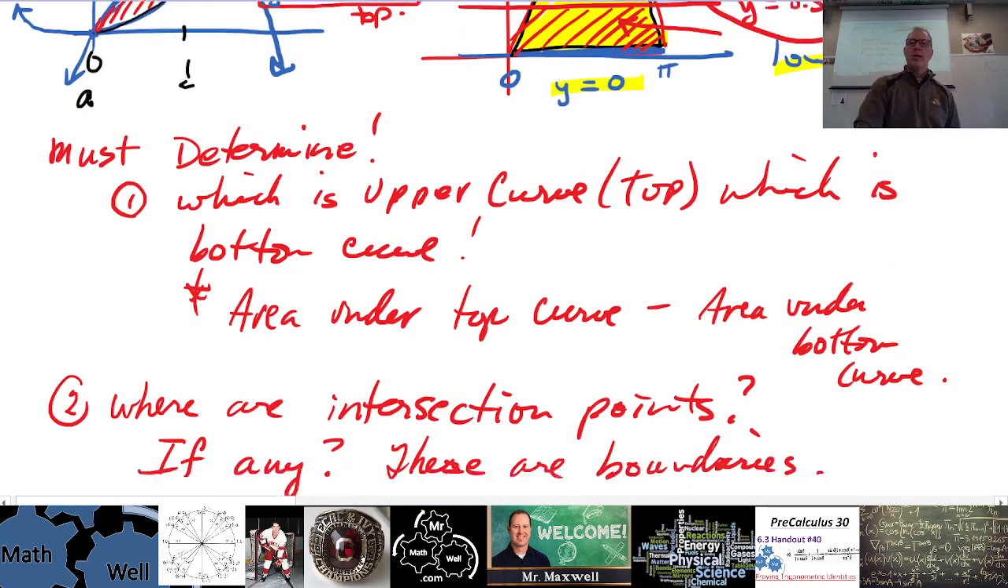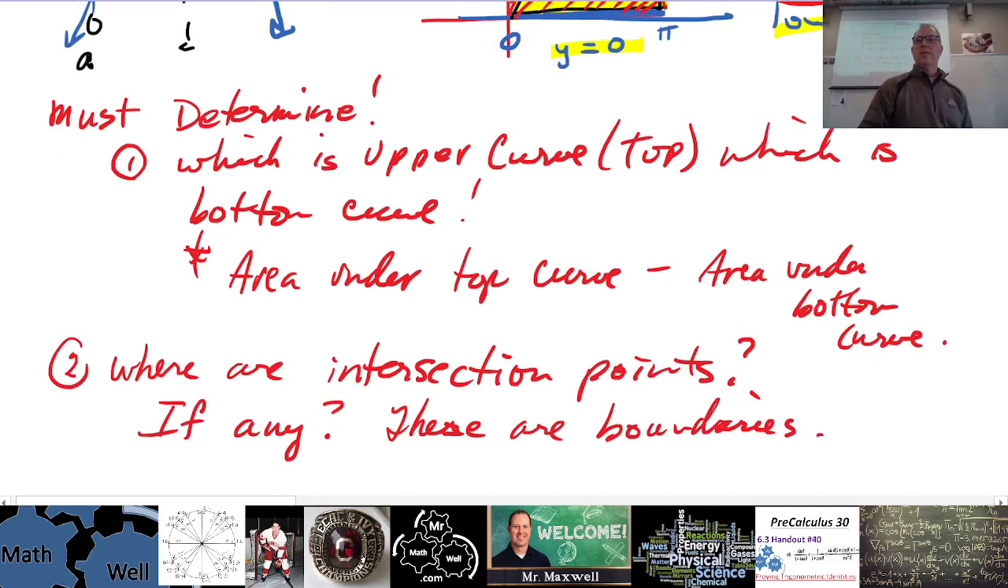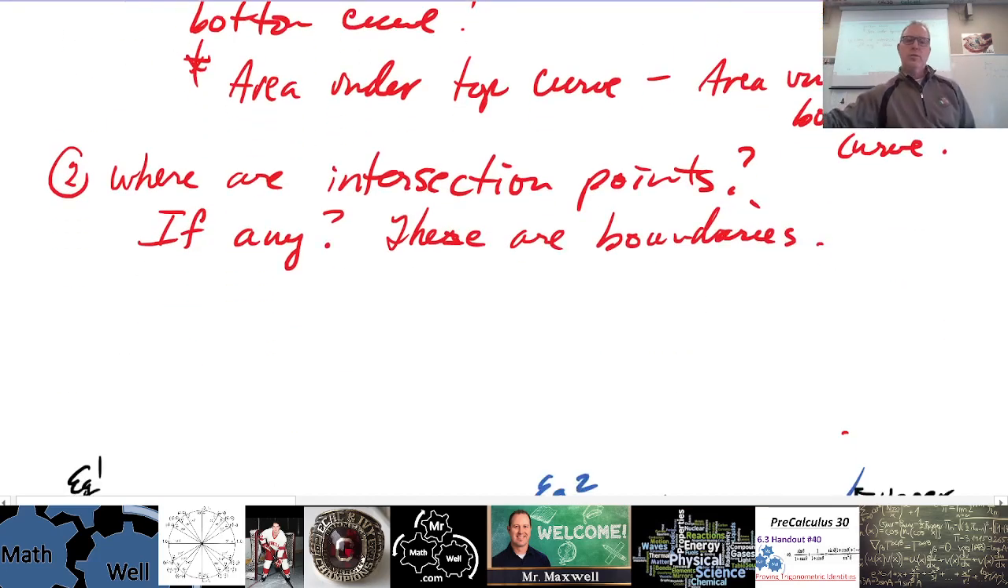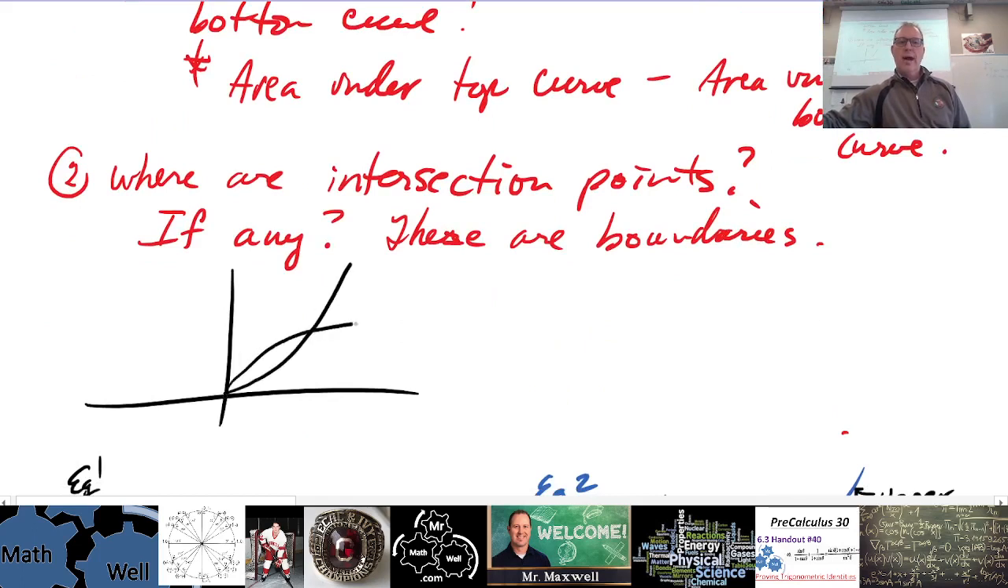The second thing we have to determine is where the intersection points are, or if there are any. Because in our example here, we have two graphs. I'll redraw this a little bit. We have two graphs that intersect right here. And so the question probably won't tell you between this A value and this B value. It might not say that.